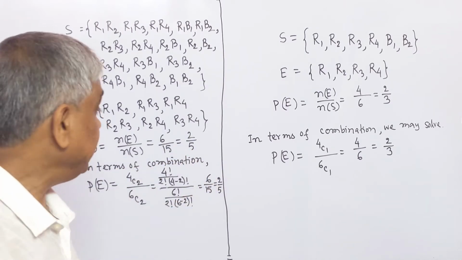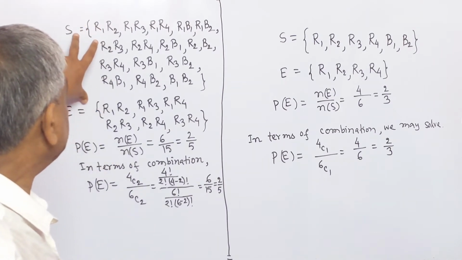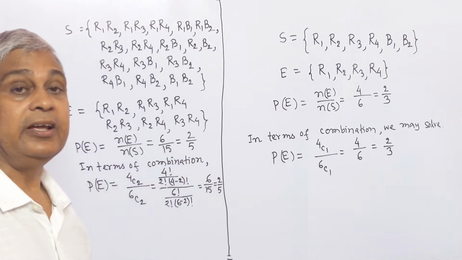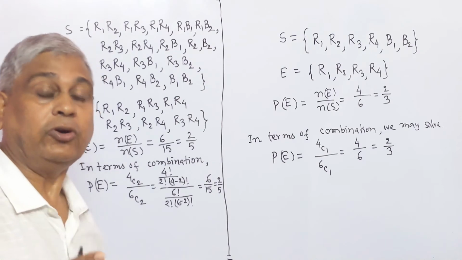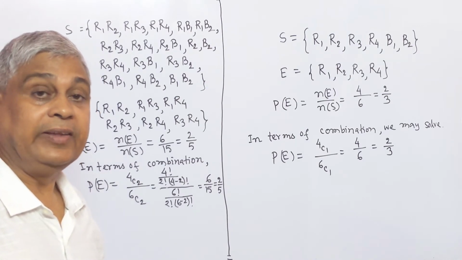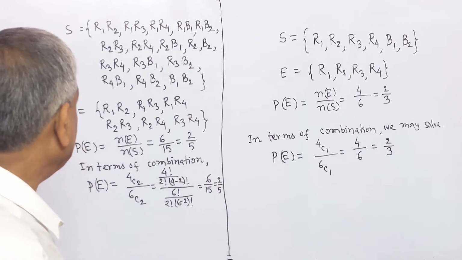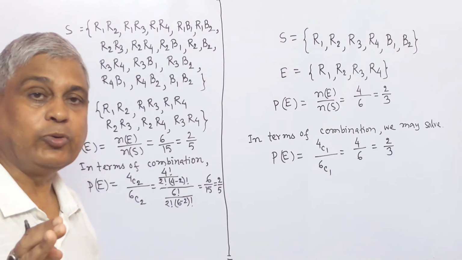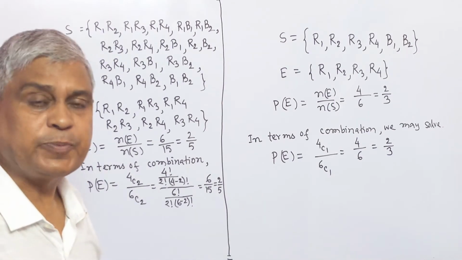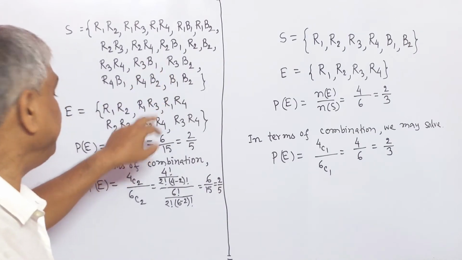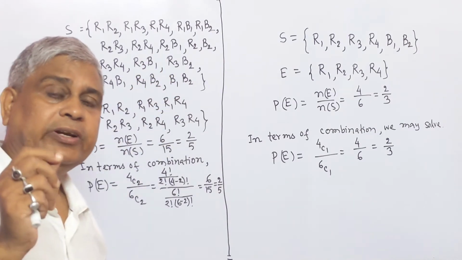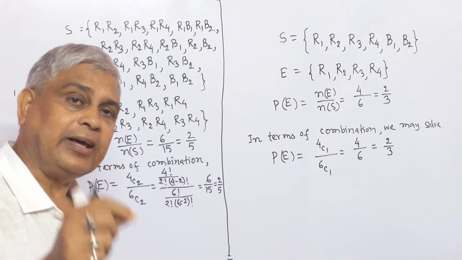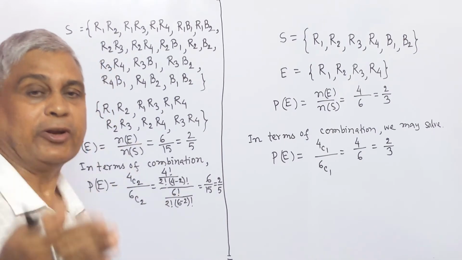Here we see that the first process is very lengthy, and with the help of the concept of combination, the process is very short. So in this case, we use the concept of combination and solve the problem. We do not have to write all the elements of the sample space and all the elements of the event. We only take the number of ways to select the required number of things out of the total number of things.